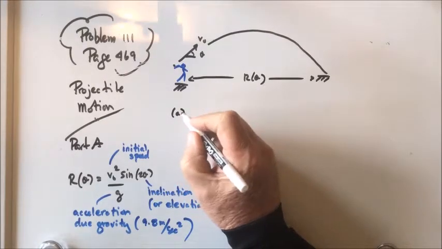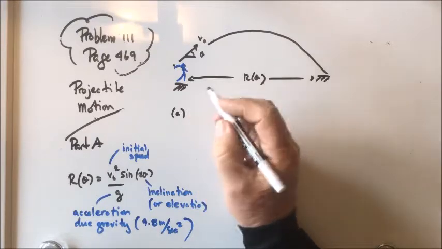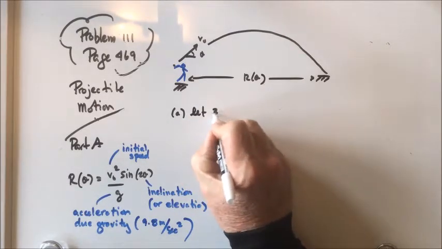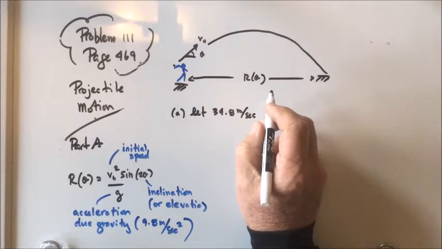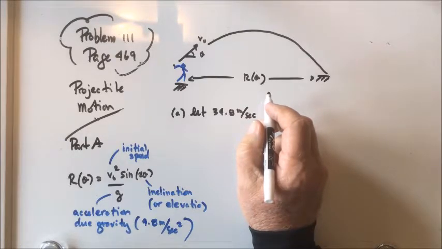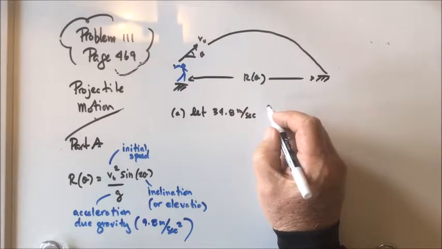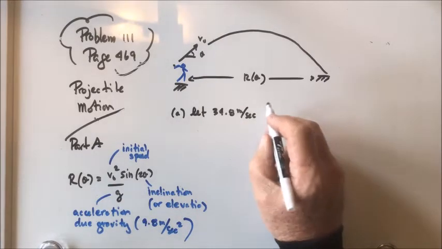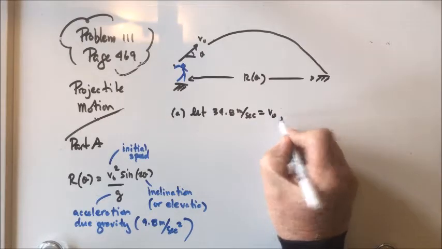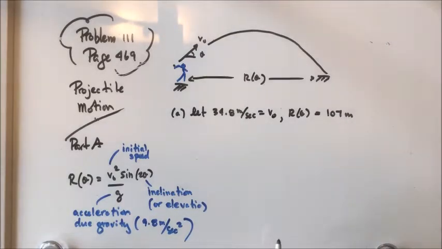Problem A says, if you can throw a baseball at an initial speed of 34.8 meters per second, which sounds fast, by the way, at what angle of elevation theta should you direct the throw so that the ball travels a distance of 107 meters? 107 meters. Holy Toledo. Okay, let 34.8 meters per second be equal to v sub 0 and r of theta be equal to 107 meters. And I got to tell you, that's a pretty darn good throw.